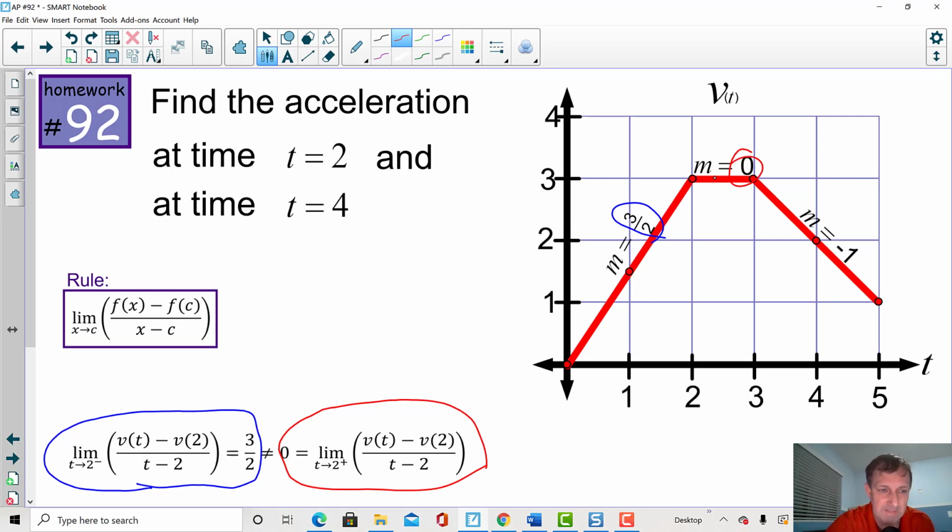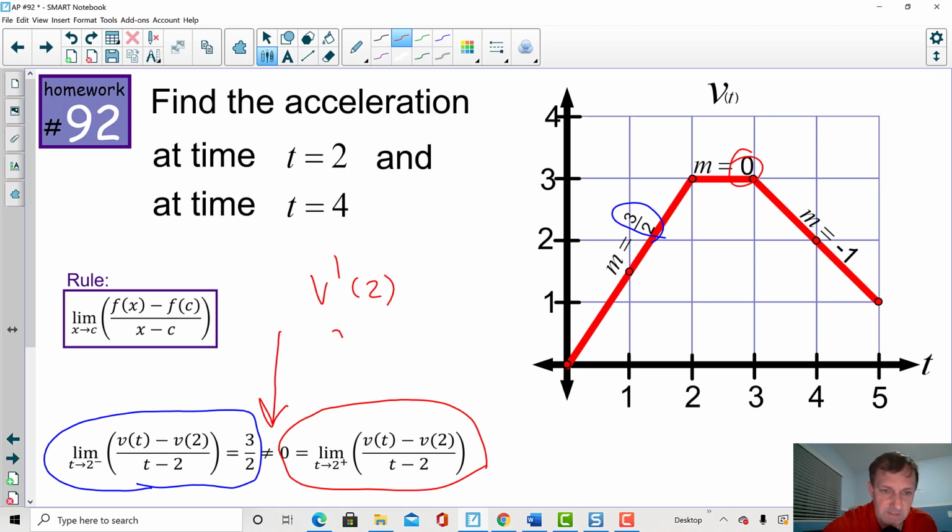And again, in order for a limit to exist, you've got to get the same number from both sides. So here we're saying, well, those are not equal. The limit from the left is 3/2. That's kind of like the slope from the left. And the limit from the right is 0. That's kind of like the slope from the right side as x goes to 2. So what this means is that the derivative does not exist. So v prime of 2 does not exist.